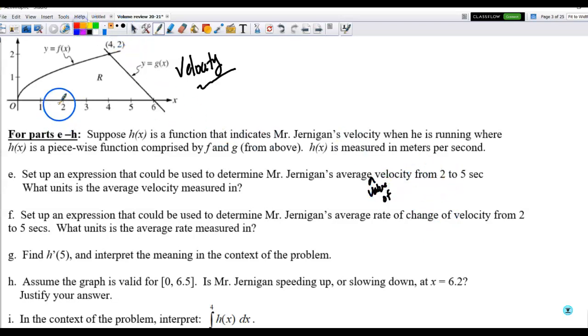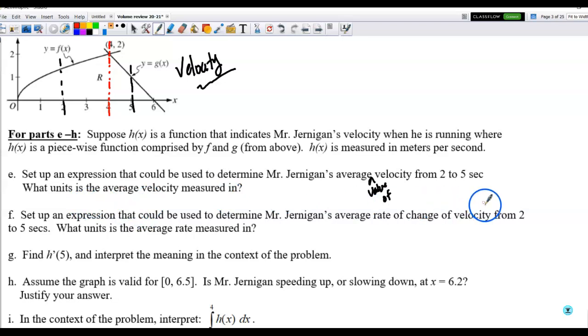So when I look at 2 to 5 seconds, here's 2. I'm just going to kind of block it off from here. And, oh no, look what's happening right smack dab, well, not in the middle, but in between the 2 and 5. The changing of the curves is happening again, so I'm going to need 2 average value integrals. I'm going to need 2 integrals, let me say that.